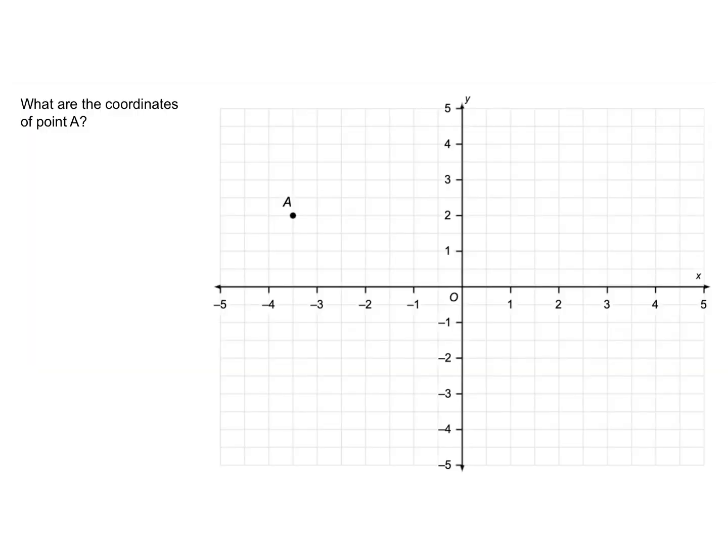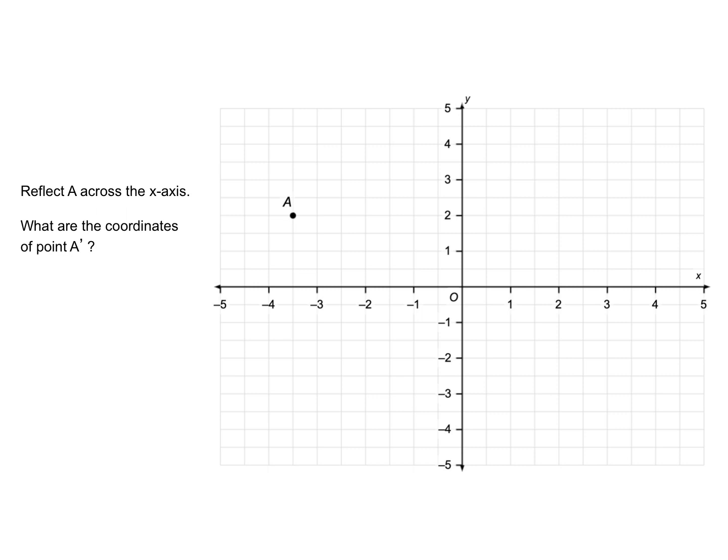All right, what are the coordinates of this point here, point A? They're not whole numbers, so we're going to practice figuring out the coordinates of point A. So you go ahead and figure them out. All right, hopefully you chose negative 3.5, 2 for your ordered pair for point A. Now let's reflect point A across the x-axis. So we had the coordinates of point A, and they're listed for us there.